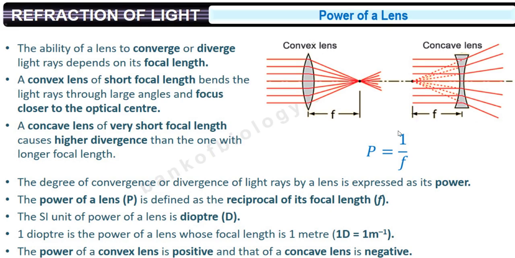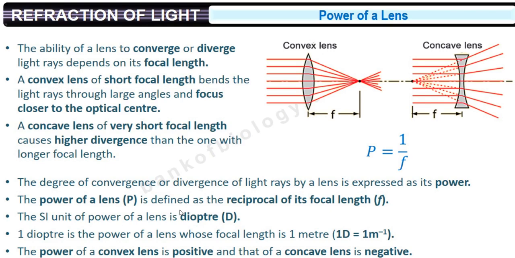Now, what is the power? There is a mathematical formula to calculate the power. P is equal to 1 by F, where P is the power in diopters. What is the unit of power? The unit of power is diopter, and F is the focal length in meters.